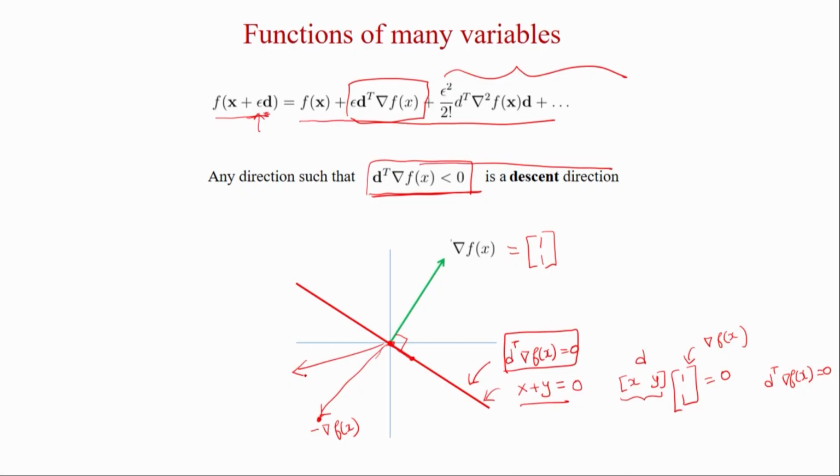So for example, can I move in this direction? Will the function reduce or increase? Let me ask it in a different way. If I move to this point, what can you say about x plus y at this point? Is it less than 0 or greater than 0? It will be less than 0. So what about this point? Will it be less than 0 or greater than 0? For this point, is x plus y less than 0 or greater than 0? Less than 0.